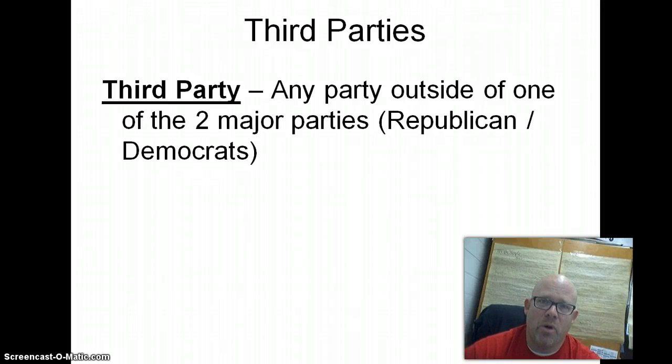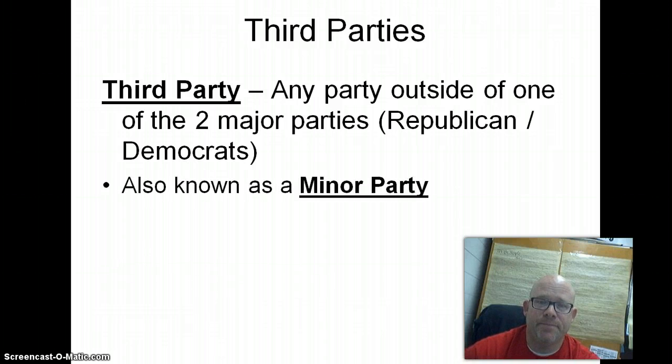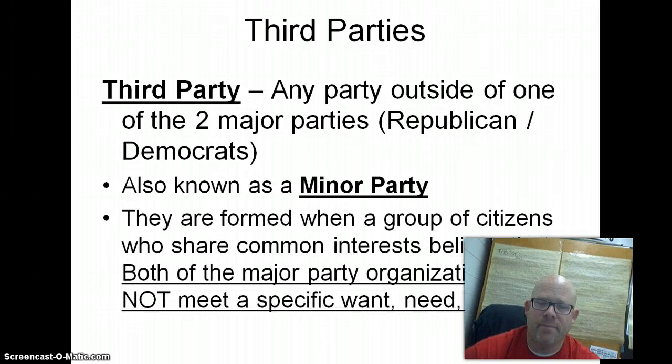All right, third party. Definition: any party that exists outside of one of the 2 major parties. And again, a third party is something special when we talk about a two-party system. Here we have Republican and Democrat as the 2 major parties, and we have tons of other minor parties. They can also be called minor parties, third parties, same thing.